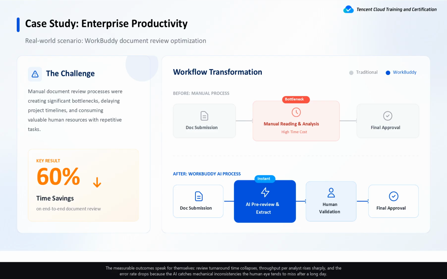Review turnaround time collapses, throughput per analyst rises sharply, and the error rate drops because the AI catches mechanical inconsistencies the human eye tends to miss after a long day. The broader lesson is that WorkBuddy does not replace expert judgment. It clears the low-value friction that was consuming expert time.